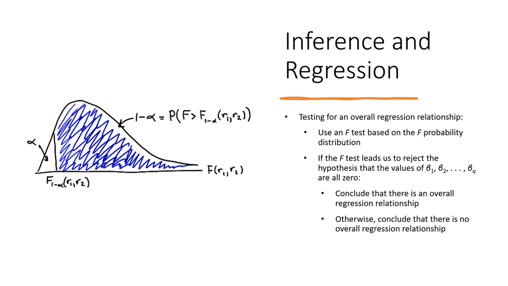When we're looking at our overall relationship, we're going to use our F-test, just like we did with our previous examples when we looked at ANOVA. If the F-test leads us to reject the hypothesis that the values of our beta weights are all 0, you're going to conclude that there is an overall regression relationship. Otherwise, you're going to conclude that there is no overall relationship. Now, if you conclude that there is no overall regression relationship, then the beta weights in your parameter estimates table are pretty much useless.